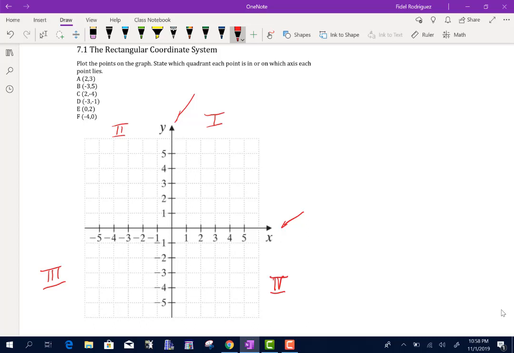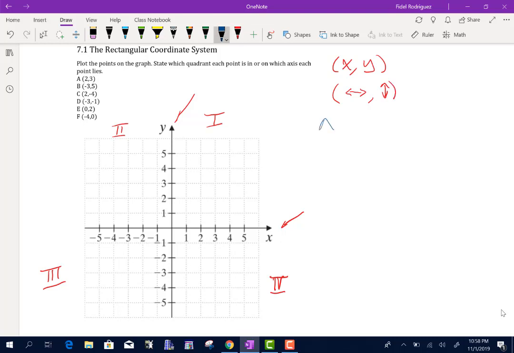Now, the way we're going to plot each point, every point, guys, is going to be in the form x, comma, y, okay? We're always going to start right here in the middle, kind of in the crosshairs, okay? The first number is going to tell us how to go either left or right. And the second number is going to tell us how to go either up or down, okay?